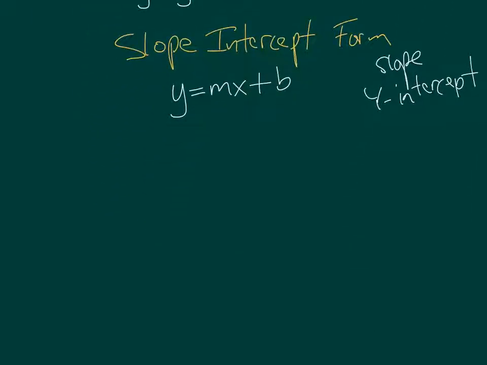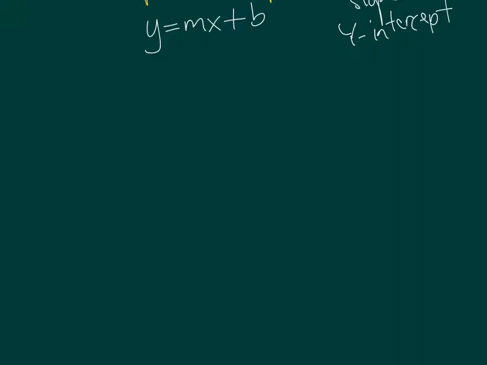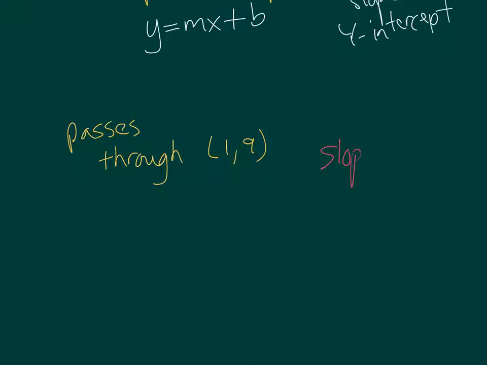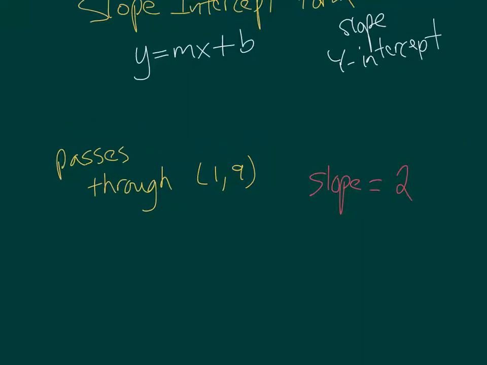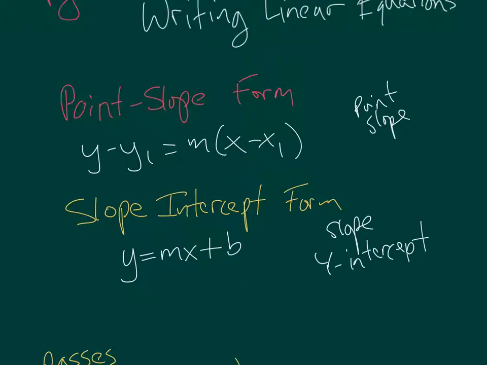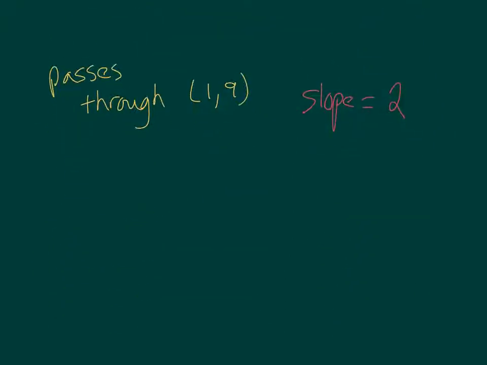Alright, with problem number 1, we are told that a line passes through the point 1, 9, and we've got a slope of 2. So here we know a point and we know a slope. Bada bing, bada boom. What do you think we are ready to use? We can go ahead and use point slope form. Easy peasy. Let me rewrite point slope form.